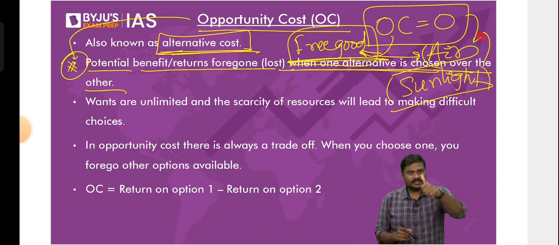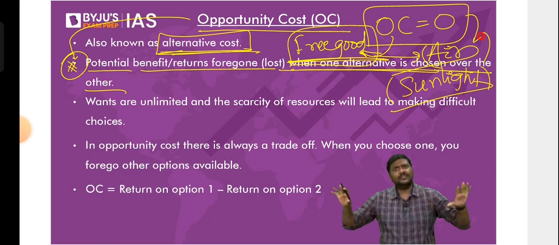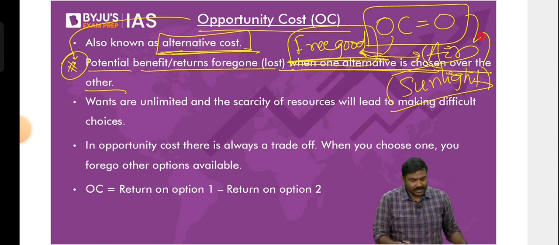And remember this, in the context of free goods, such as air, such as sunlight, opportunity cost is equal to 0. Right? There is no sacrifice. You don't have to pay anything. It is available free of cost to you. OC is equal to 0. Done? So these are some of the points regarding opportunity cost.